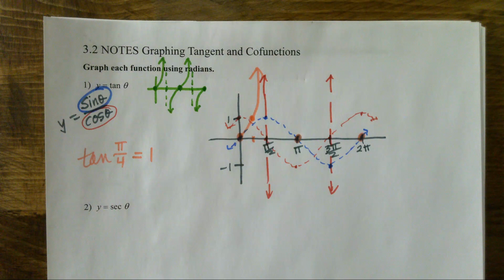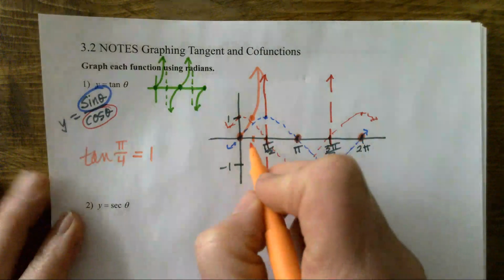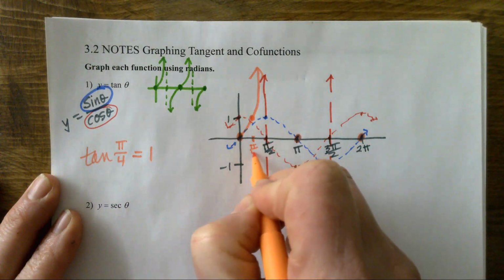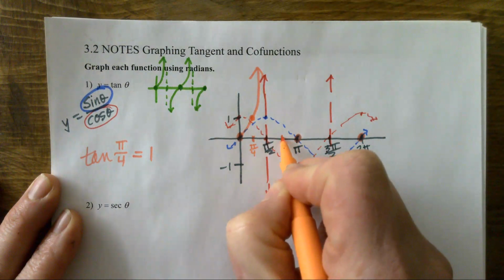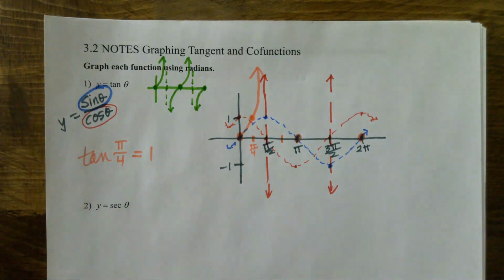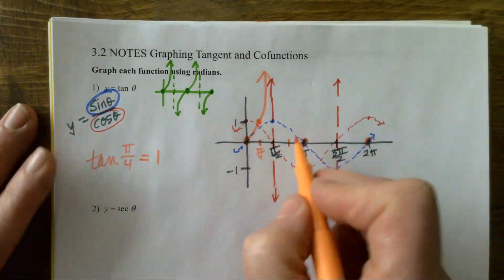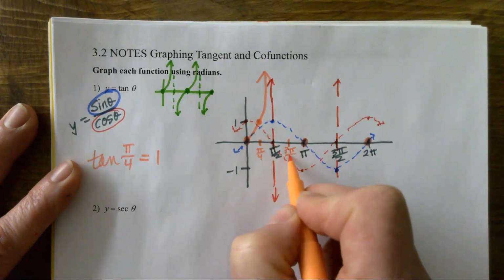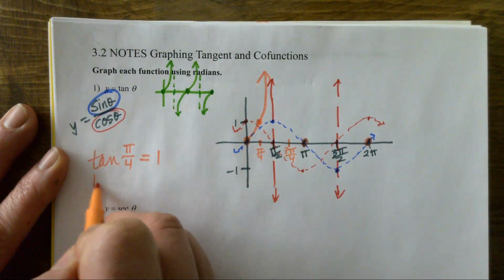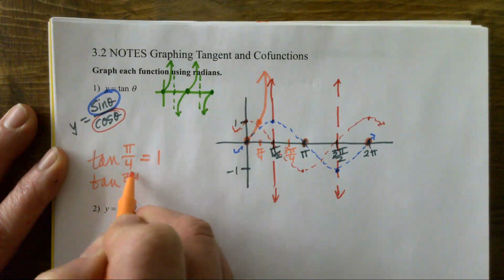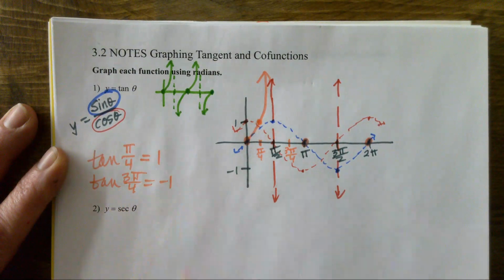Between pi over 2 and pi, I'm going to stick with the pi over 4 family because they're very easy to work with. So here's pi over 4. Between pi over 2 and pi, that is in the second quadrant. And in the second quadrant, that would give me 3 pi over 4. And the tangent of 3 pi over 4 happens to be -1.